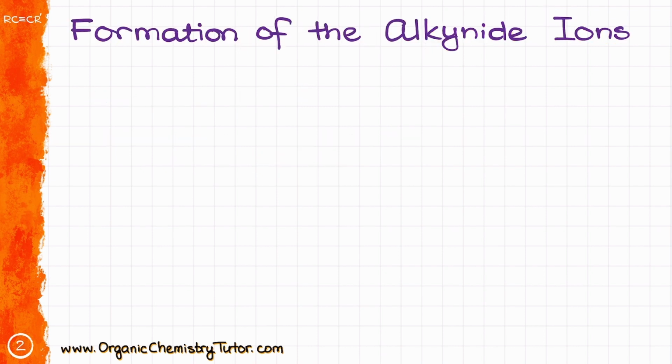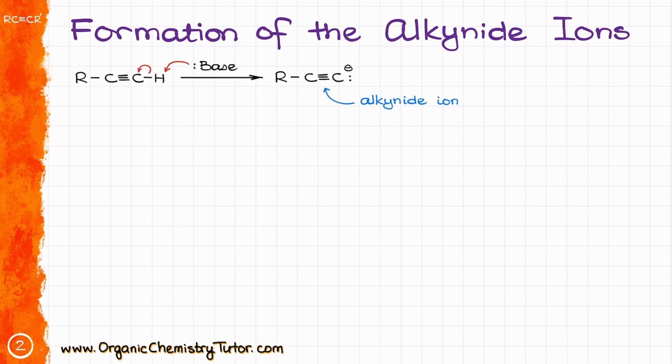And the first thing that we need to get out of the way is how we make those alkynide ions. Typically, we're going to have a terminal alkyne, the one where the triple bond is at the end of your molecule, reacting with a strong base which will deprotonate our substrate. And the big question here is, which base should we use? Or in other words, how strong does the base need to be?